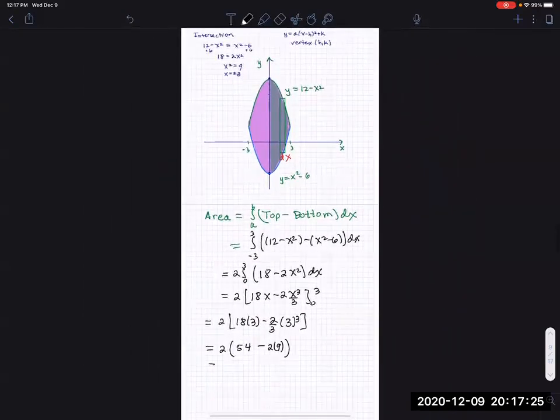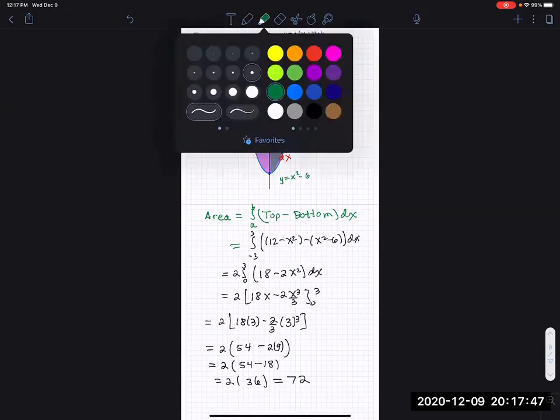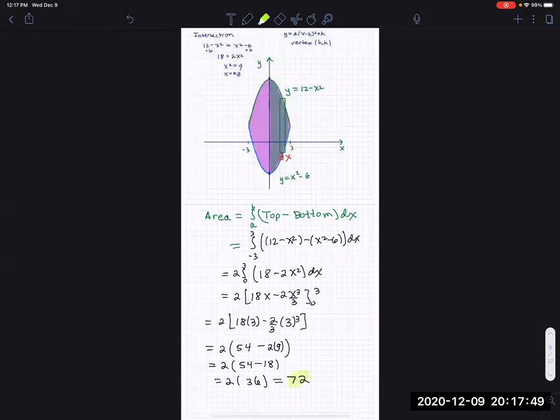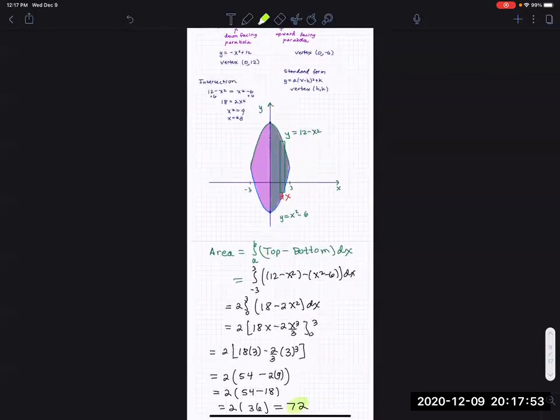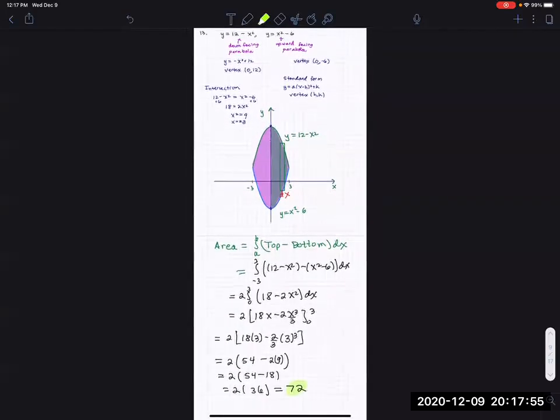Okay, and maybe this isn't right. Okay, 54 minus 18. So that's 2 times, oh no, okay, I'm getting sort of flustered. 54 minus 18 is 36, and 2 times 36 is 72. Okay, sorry that I made that mistake, but there we go. Got to plug in the numbers properly. When I should have put in 3, I put in 2.